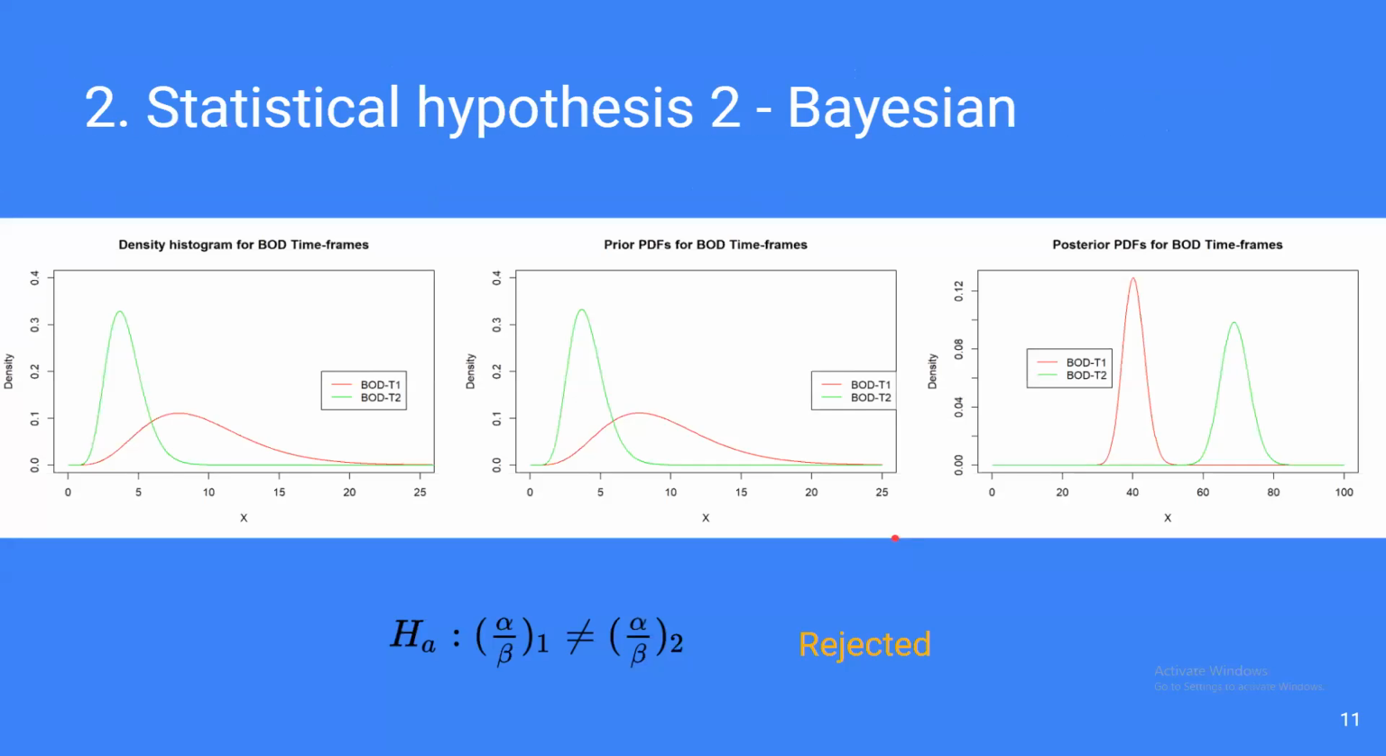Okay. So for the Bayesian approach, we have the likelihood on the left, and then we have the conjugate prior for the log normal distribution, and the posterior we have over here. And as we see, the curves do not overlap, and this suggests that we should reject the null hypothesis. And there's a difference between the means from each time period.